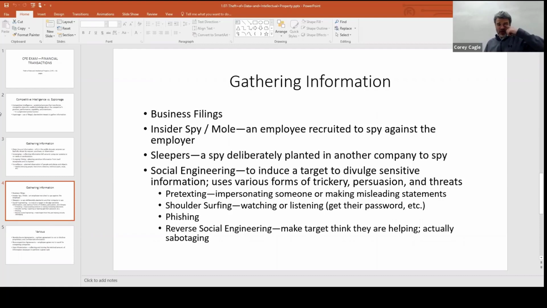Insider spy or a mole, employee recruited to spy against the employer. So there's somebody already working in that company, and you kind of turn them as your own spy. A sleeper. It's all movie type stuff, right? A spy that you have planted in another company to spy. All right, so you might get test questions on this goofy stuff.